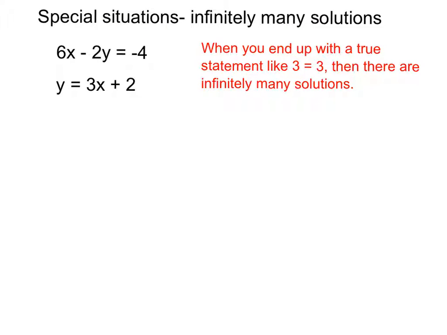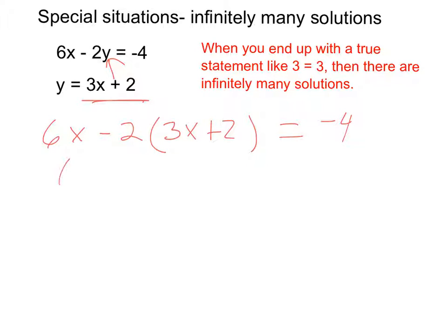So this problem is an example of something that ends up a little bit odd. We end up with a statement that's true, 3 equals 3. And you're all going, yeah, we know that, Mr. Roth, don't need to tell us that. But if we take a look and we put in 3x plus 2, where we see y up above, we're going to get 6x minus 2 times all of y, that we found in the previous equation is 3x plus 2 equals negative 4. So go ahead and distribute through the 2, and we get negative 6x minus 4 equals negative 4.